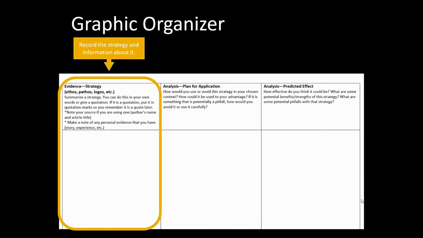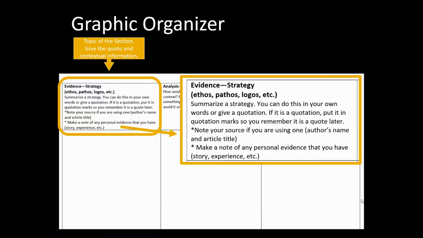So you know where you're going to put this information from the graphic organizer when you go to put it in your outline. In this first column, you're recording evidence about the strategies. You have to have paragraphs about ethos, pathos, and logos, but then you're going to choose an effective strategy to use and choose a pitfall. In this first column, you're going to give a summary of the strategy, so when you go to write about it later, you can remember what it is.